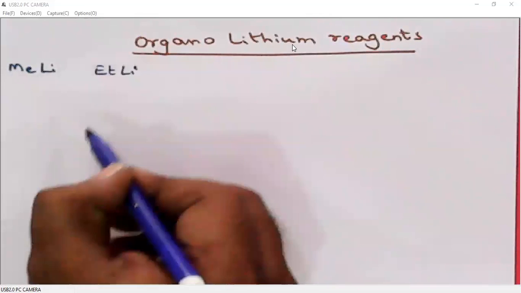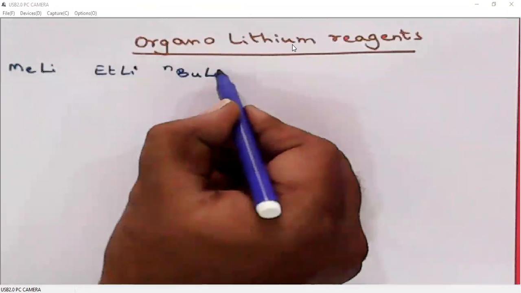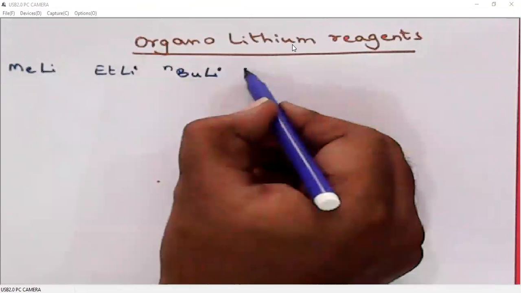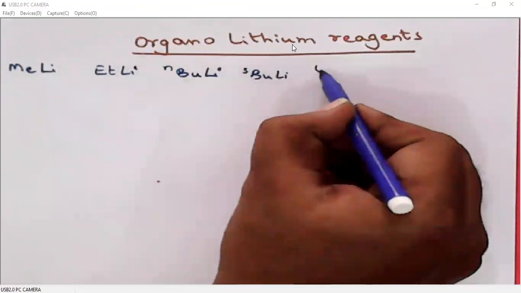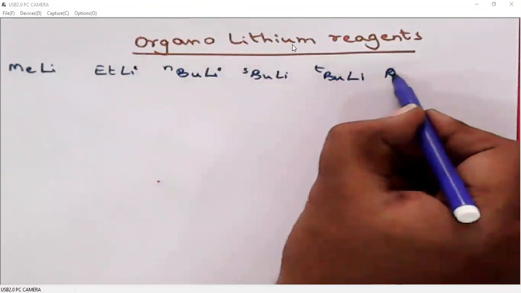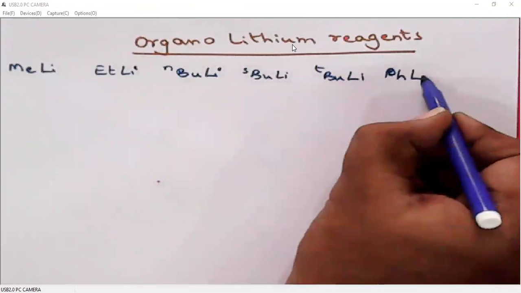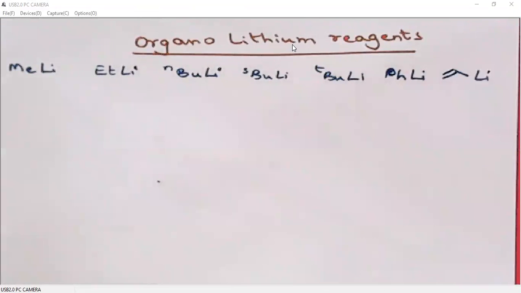ethyl lithium, n-butyl lithium, secondary butyl lithium, tertiary butyl lithium, phenyl lithium, vinyl lithium. You write the nomenclature for all these lithium reagents.